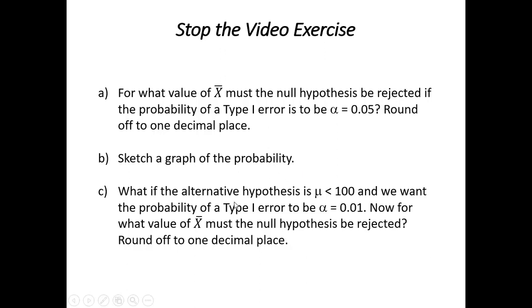Part B: sketch a graph of this probability and label it with all the important numbers. And now in part C, suppose we go back to the original statement and change the alternative to mu is less than 100. In the original problem, it was greater than 100. If we change that, and then we try to solve the problem as originally stated, we want the probability of the type 1 error to be 0.01. What value of x bar do we use?